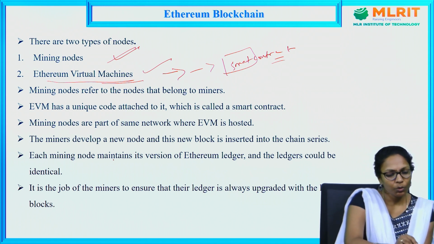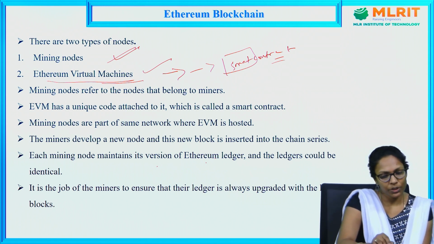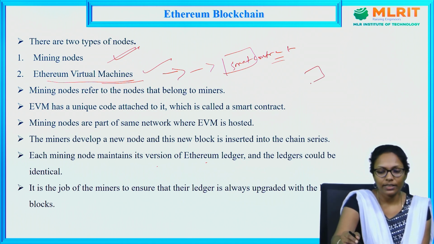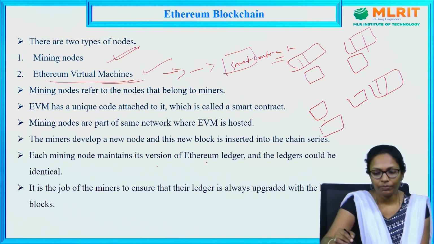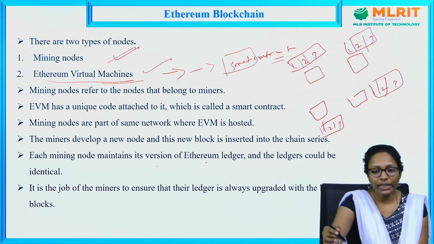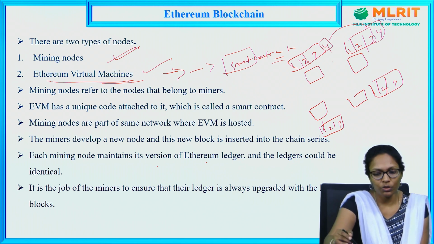Each mining node maintains its version of the Ethereum ledger, and the ledgers should be identical. Identical in the sense that all the mining nodes will maintain a copy of the ledger, and all these ledgers should be identical. If this ledger contains 1, 2, 3, this ledger should also contain 1, 2, 3 only. All these should be identical. So if any update happens in this particular ledger, the same thing should happen in the other ledgers also.